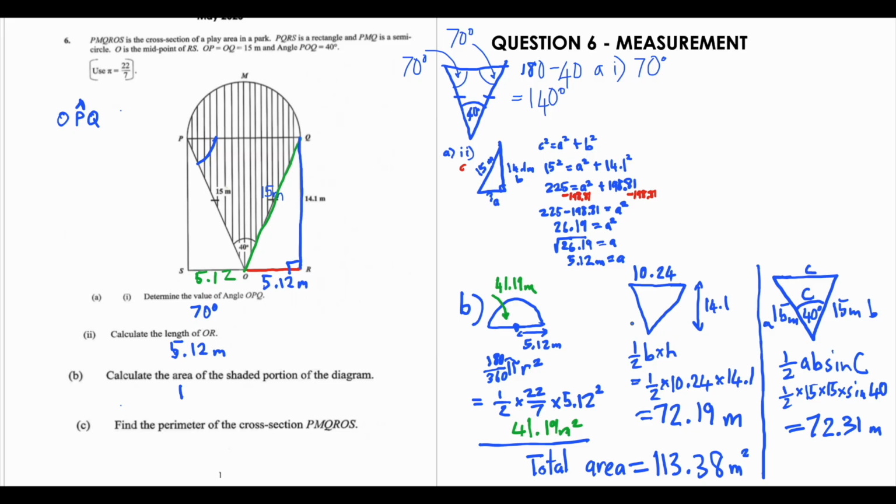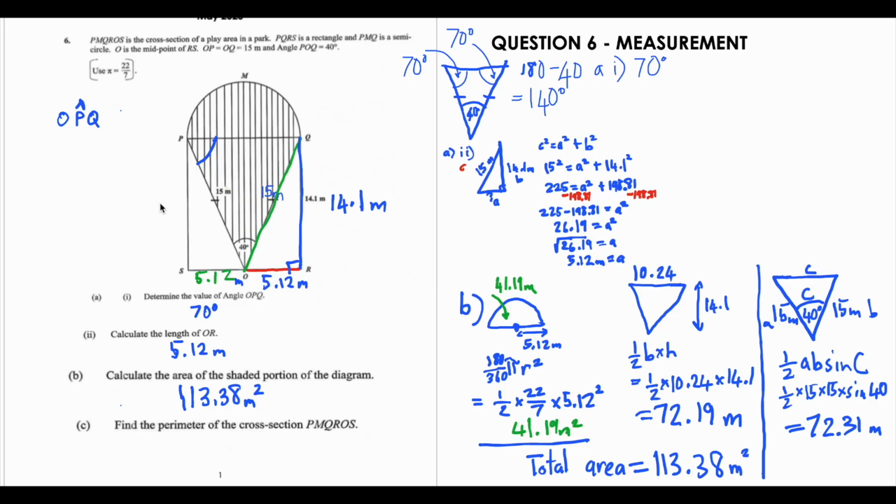Alright, so let's go through it now. To find the perimeter of the cross section, let's put this answer here. That means we have to find the full distance straight around. So from here, go around here, straight around. Now we have some of them already. So here we already know that here is 14.1. We know that these here together will be 10.24, because we have a 5.12 and a 5.12.